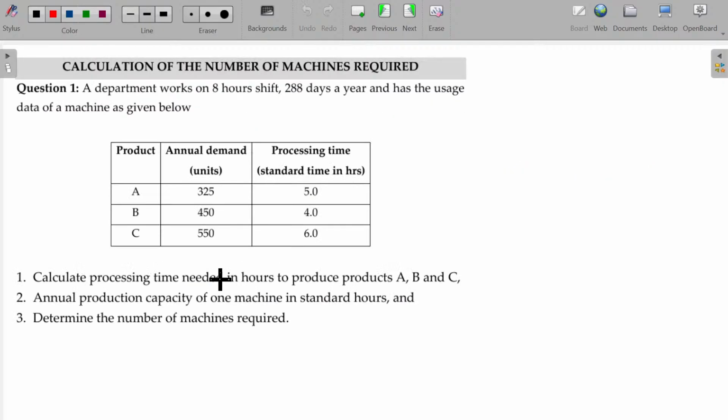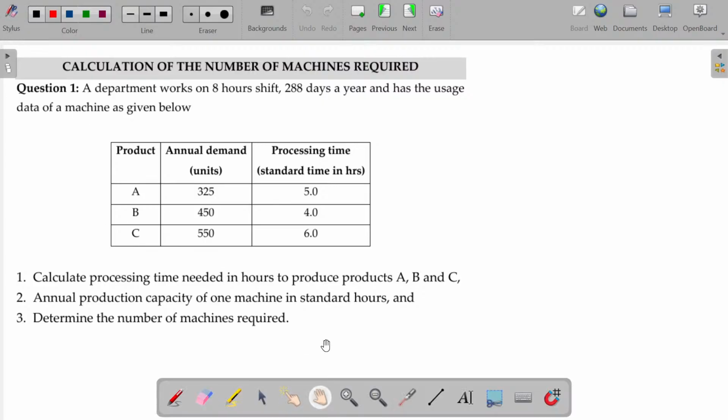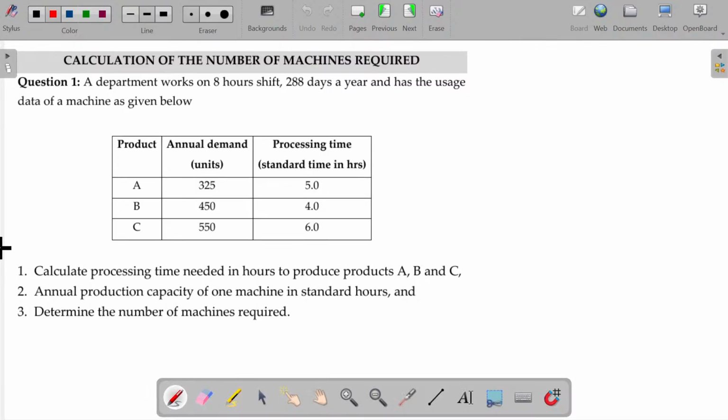Now, question number 1. Come on, try this illustration. Can you guess? Come on. Guess it.